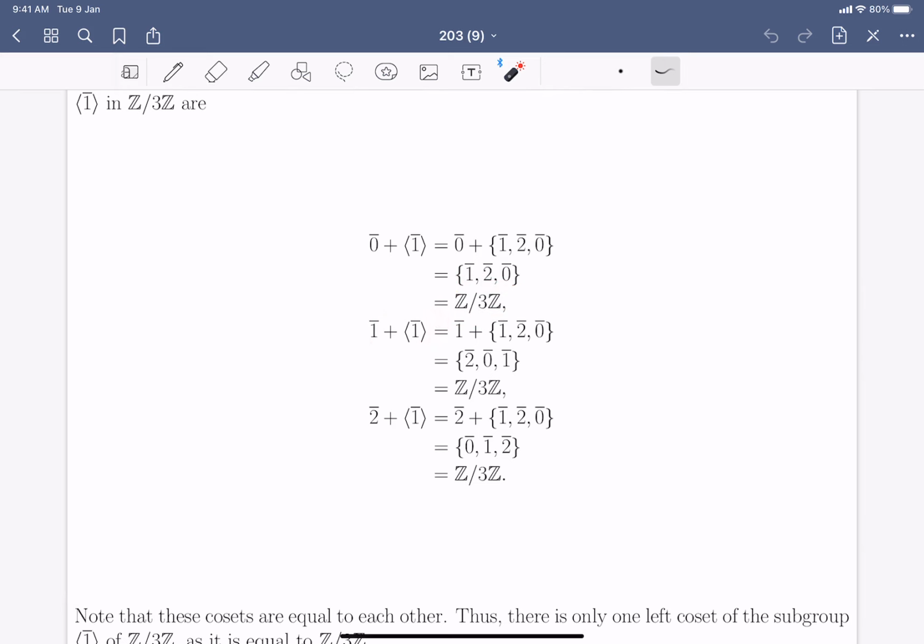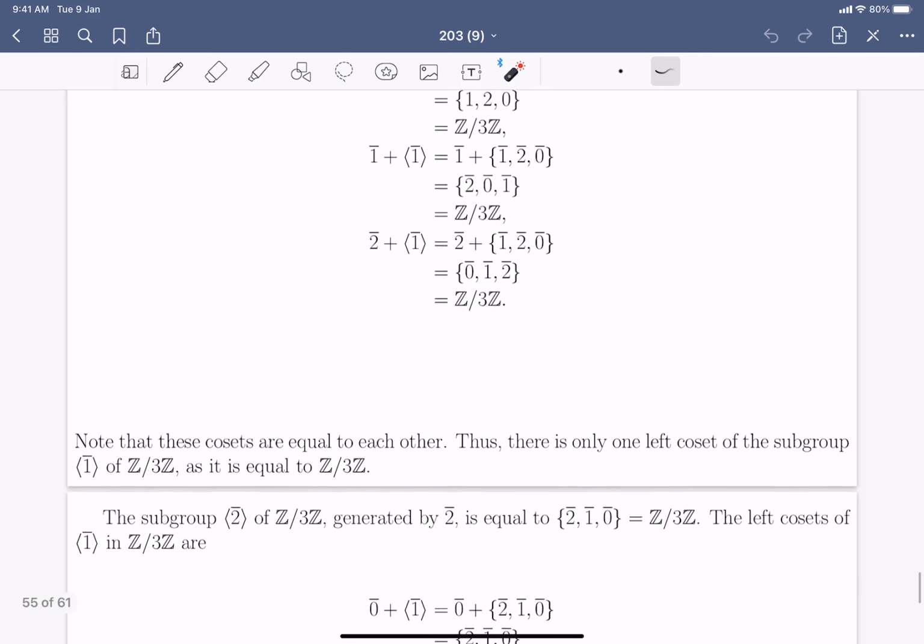Now the left coset of the subgroup corresponding to the element 1 bar is a set consisting of the sum of 1 bar with 1 bar, 1 bar with 2 bar, and then 1 bar with 0 bar, which is 2 bar, 0 bar, 1 bar, which is equal to Z mod 3Z. Now the left coset of this subgroup corresponding to the element 2 bar is the set consisting of the sum of 2 bar with 1 bar, and then 2 bar with 2 bar, and then 2 bar with 0 bar, which is 0 bar, 1 bar, 2 bar, which is equal to Z mod 3Z.